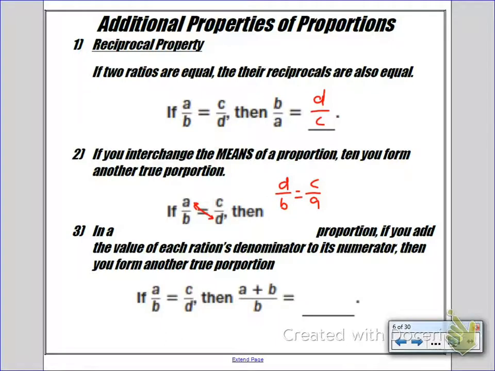My last property takes my proportion, and if we add a number, we take the denominator and add to the top, it just holds true that the proportion will stay true. So a over b equals c over d. If I add the denominator b to the numerator a, that'll be the same thing as if I take c plus the numerator d and leave that over d. So as long as I add the denominator to the top of both of my fractions, then this proportion will stay true.